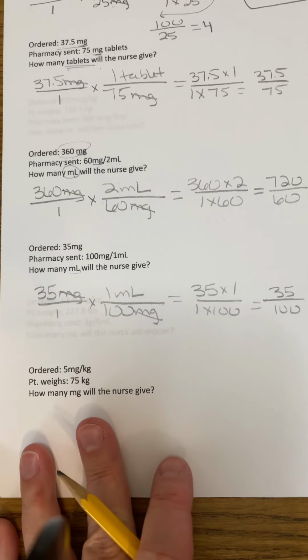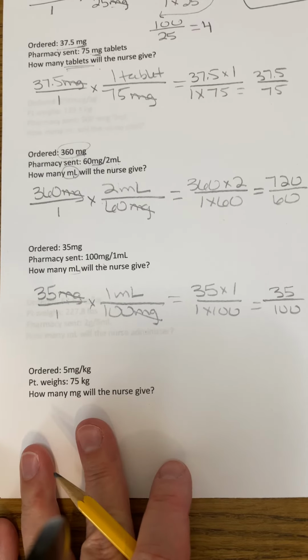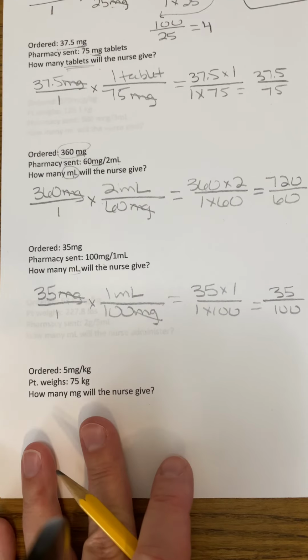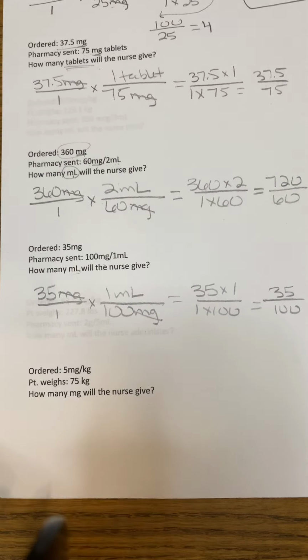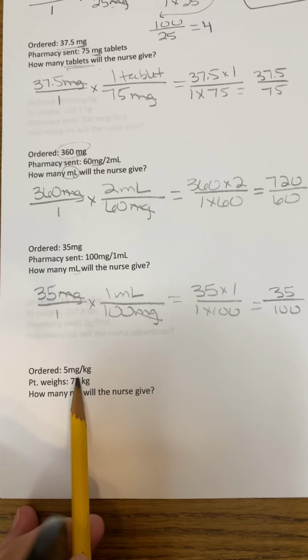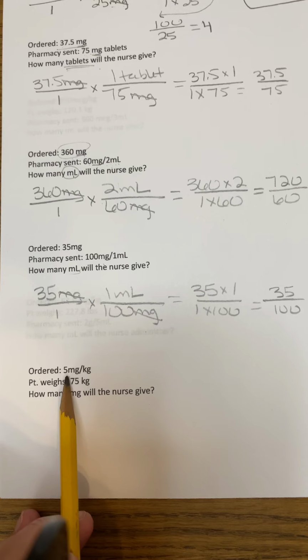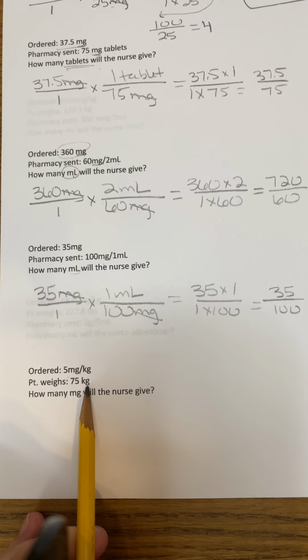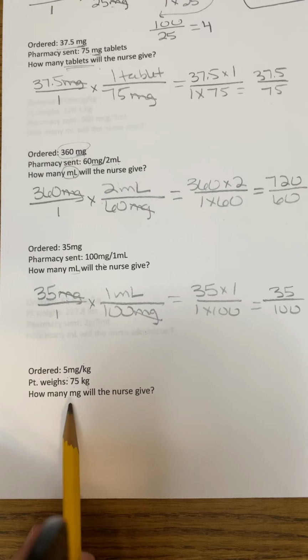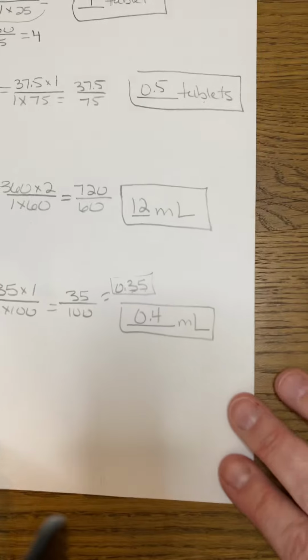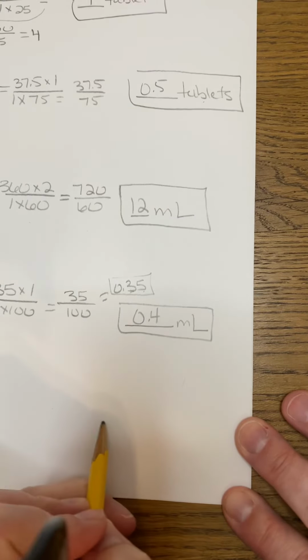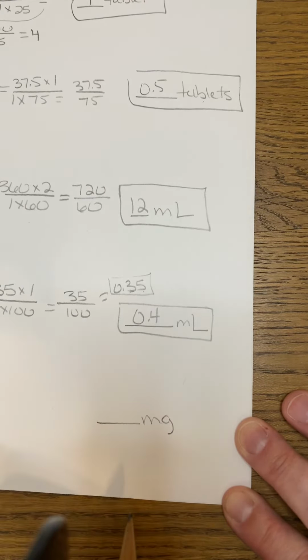So now this is a weight-based problem. This changes our stuff just a little bit, but not a lot, because everything kind of already matches up. So we have an order to give a medication that for every 1 kilogram that the patient weighs, we are going to administer 5 milligrams of medication. We know that the patient weighs 75 kilograms. It's already in kilograms, so it makes our math a little easier. And we know that the final answer is going to be in milligrams. We need to know how many milligrams we're going to give based on how much that patient weighs. So I can go like this, and I can put milligrams because that's what my answer is going to be in.